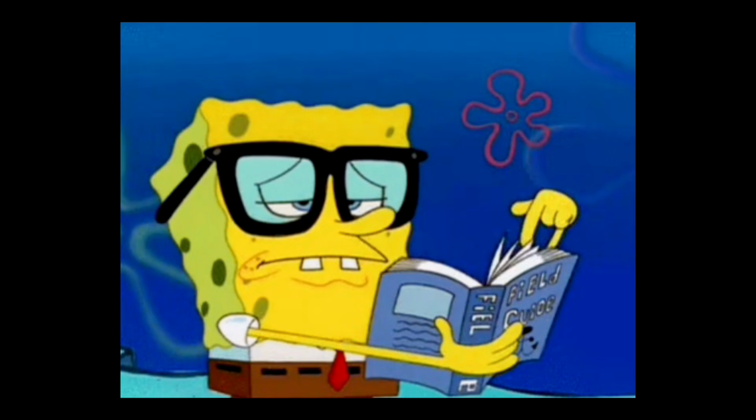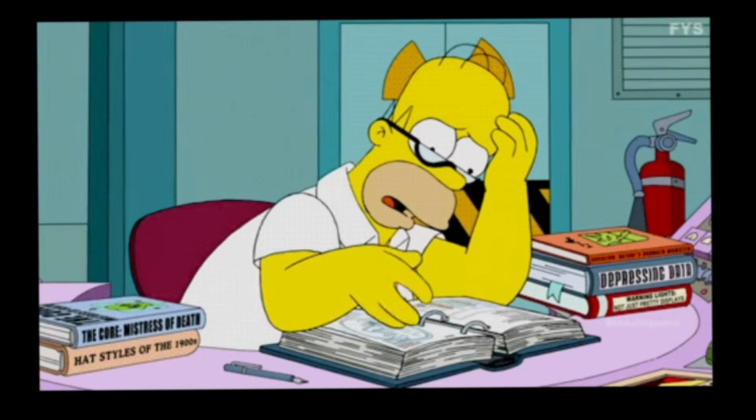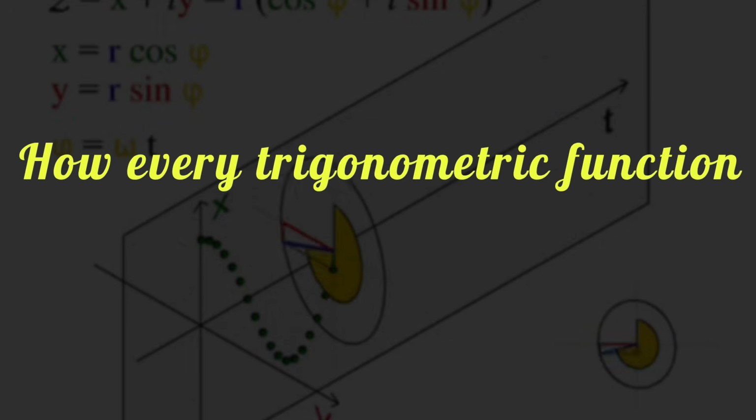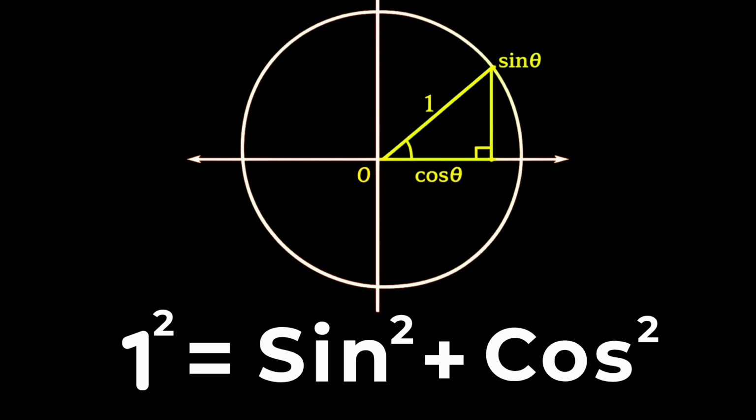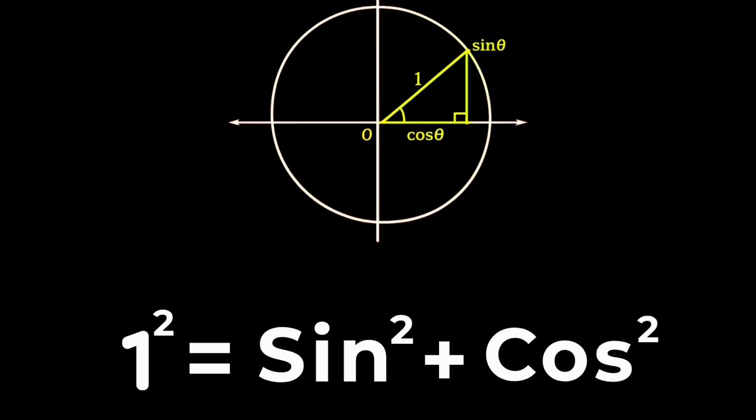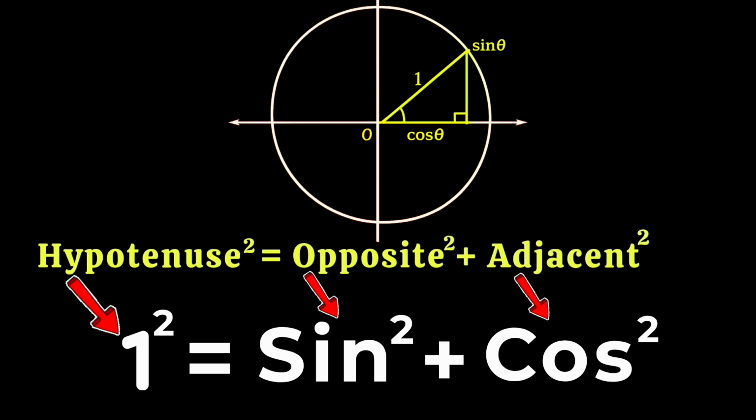Now we reach the final chapter of our speed run. Now we learn how every trigonometric function connects with every other one. The first and most important identity comes directly from the unit circle. It may look like another formula, but it is really the Pythagorean theorem wearing a different form.